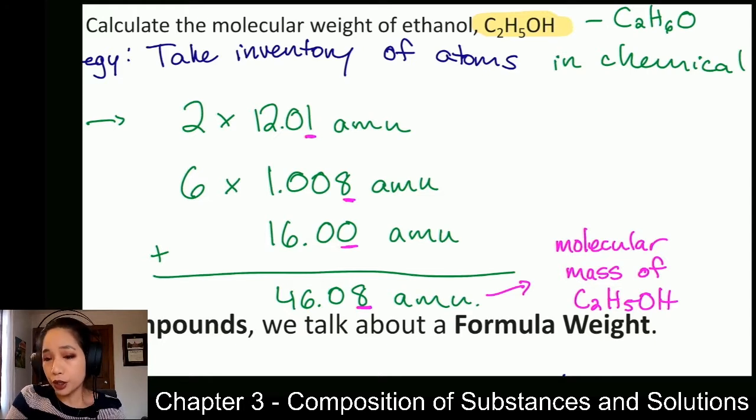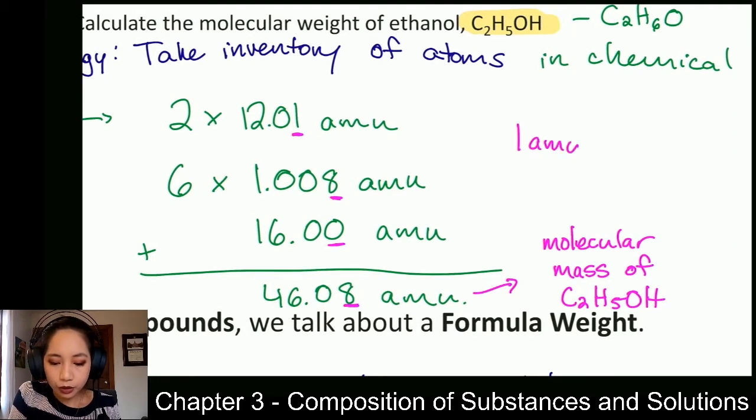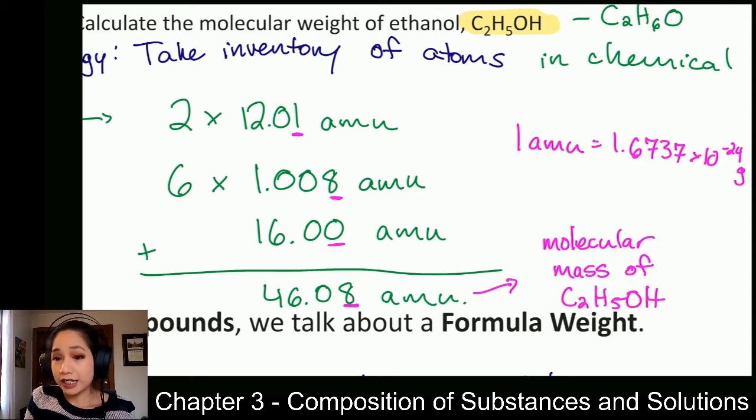And so, we talked about our atomic mass units and how that can be translated or converted into a gram amount that we could measure in lab. But remember, an AMU is very, very small. 1 AMU equals 1.6737 times 10 to the negative 24 grams. So this weight is very, very small.